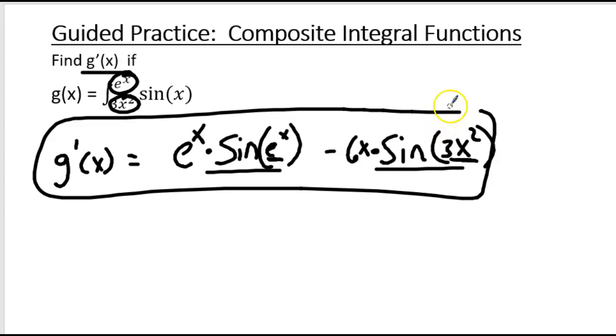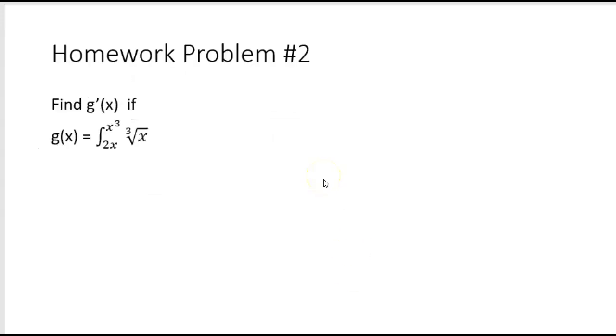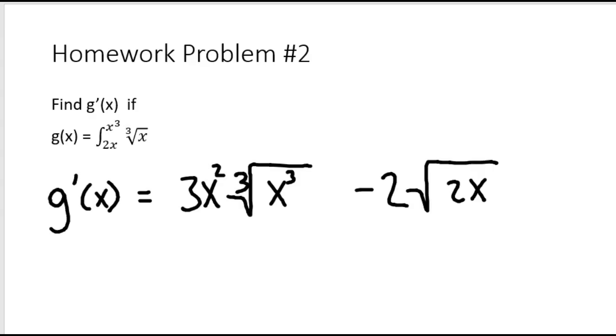So now I'm going to give you guys a homework problem to do, which means we're not going to go through it step by step. I'm going to let you guys do the whole thing from beginning to end on your own. Go ahead and find homework problem number 2 and do the shortcut or use the formula method to find the derivative of this composite integral function. And when you unpause the video, you will see the solution. All right, there you go.